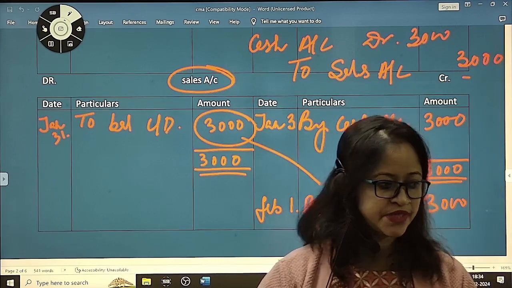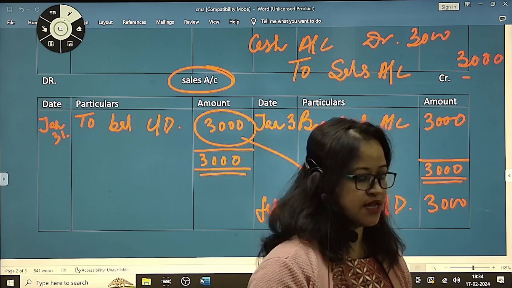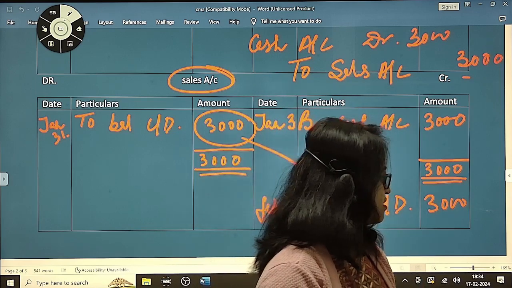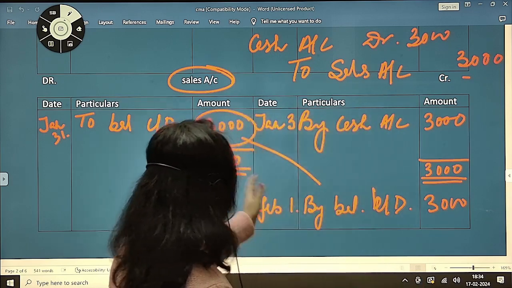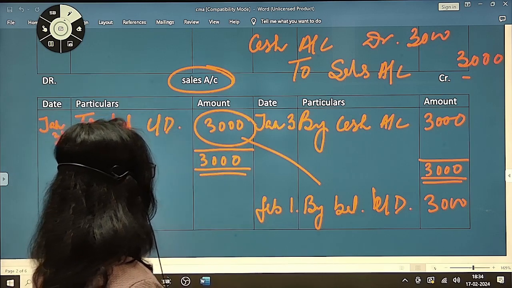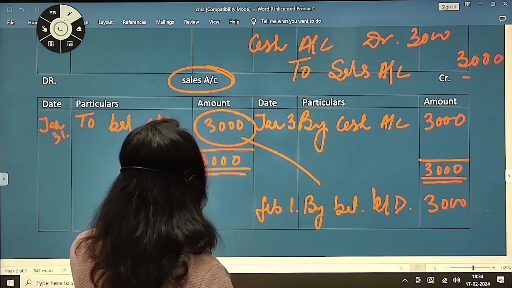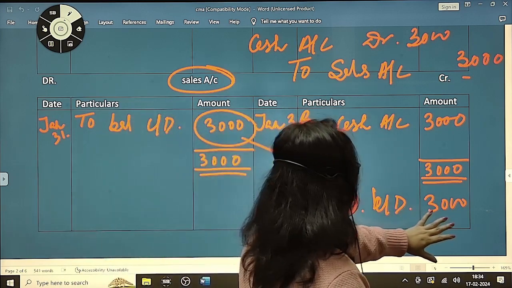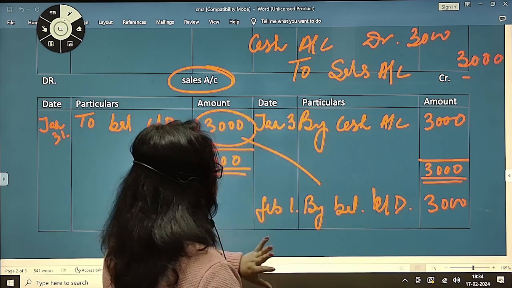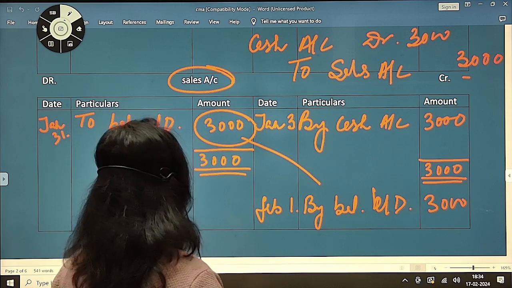Understood? This one I think you have understood, Jayashree. Yes, ma'am. Ma'am, brought down is for the next month. Yes, brought down for the next month. Because here in sales account, the balance of sales is 3,000. Okay, fine.